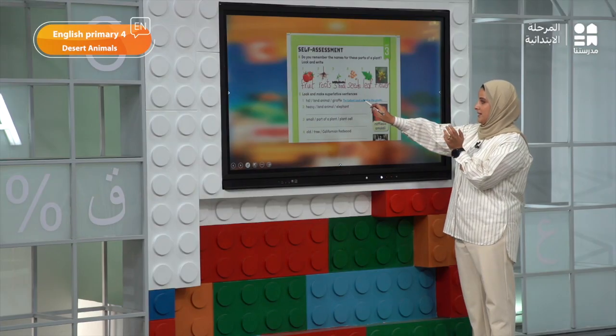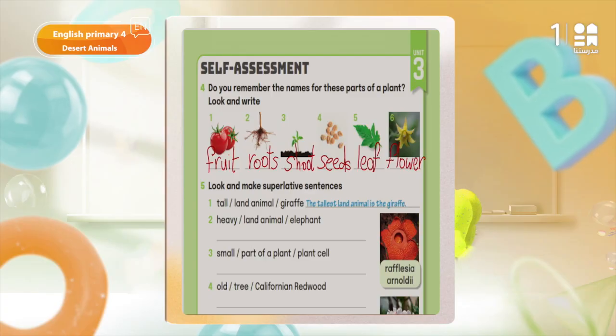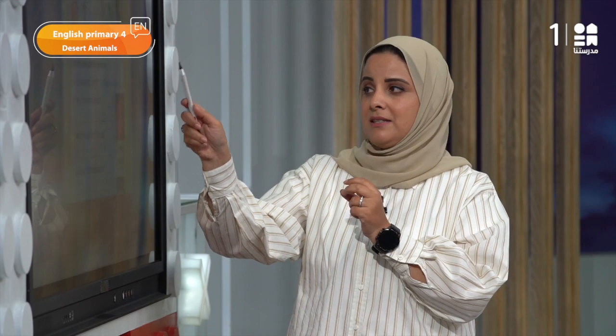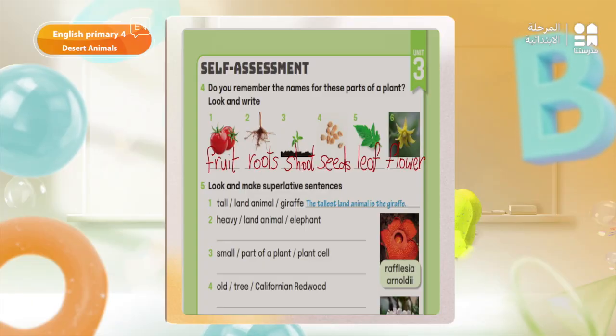So the sentence will be the tallest land animal is the giraffe. Can I write it in another way? ممكن نقول the giraffe is the tallest land animal. So let's read it one more time. The tallest land animal is the giraffe, or the giraffe is the tallest land animal. Both are correct.